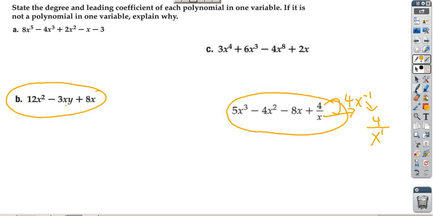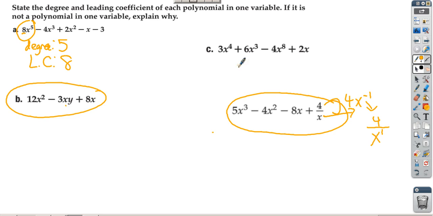The top ones though are. So this one, part A, has degree 5 because of that term right there. It has the largest exponent of 5, so degree 5. And the leading coefficient, I'll abbreviate that LC, leading coefficient there is 8, because 8 is the number in front of the highest exponent term.